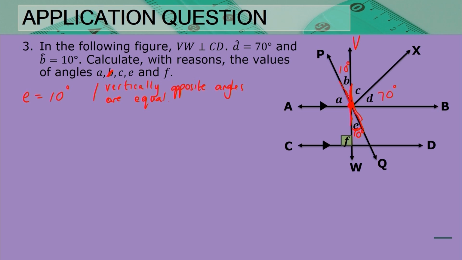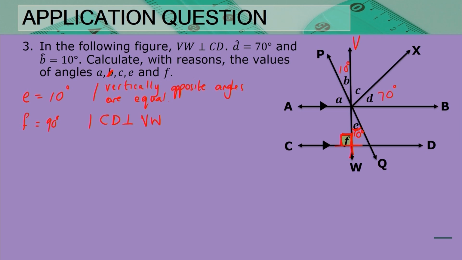Then we move on to calculating another angle. There is one obvious angle here, and that is angle F. Remember, we were told that VW is perpendicular to CD. Where VW and CD meet, it should form 90 degrees, not only because it is shown there for us, but also because we were told that VW is perpendicular to CD. So angle F there is 90 degrees. And this is because CD is perpendicular to VW, which means they intersect at 90 degrees.